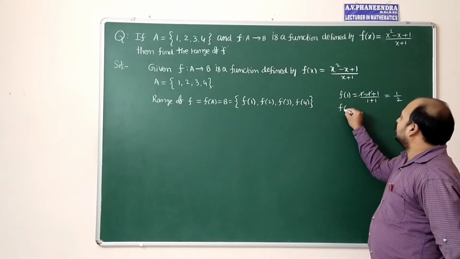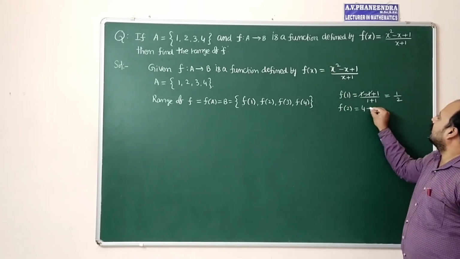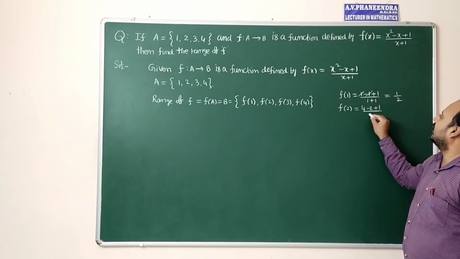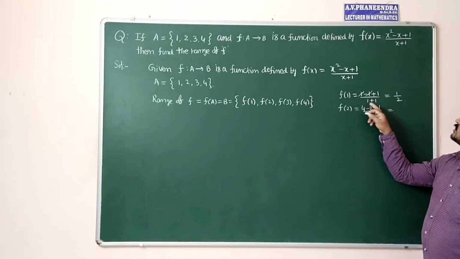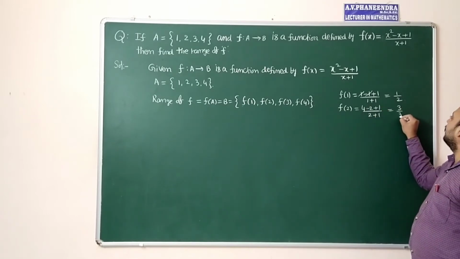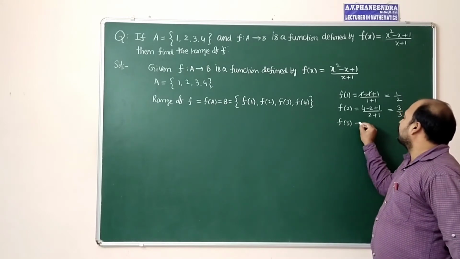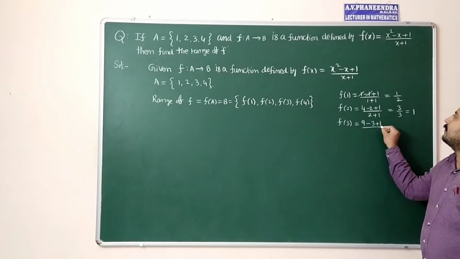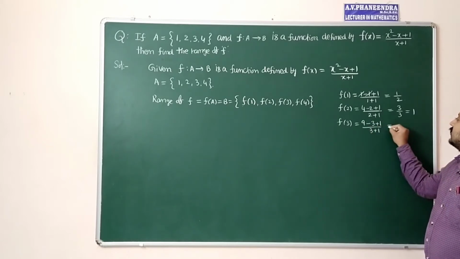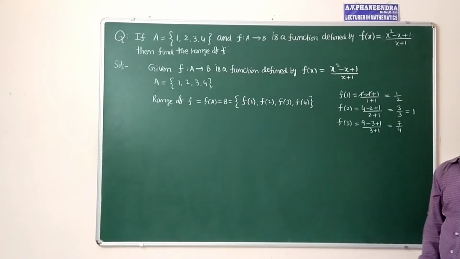Next f of 2. 2 square minus 2 plus 1 divided by 2 plus 1. 4 plus 1 is 5. 5 minus 2 is 3. 3 by 3 which is equal to 1. Next f of 3. 3 square 9 minus 3 plus 1 divided by 3 plus 1. 10 minus 3 is 7. 7 by 4.